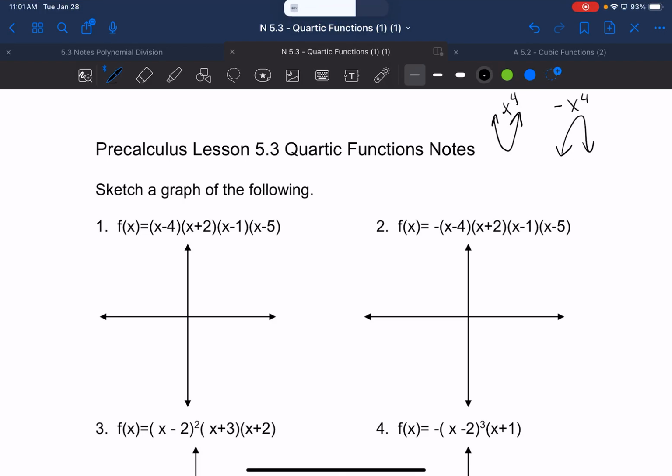So the 4 is when it's positive, points up. When it's negative, points down. We should be able to do kind of like what we just did for our cubic functions, but for our quartic functions, okay? So let's do number 1 together. On number 1, where does this factored form tell me that I have zeros?